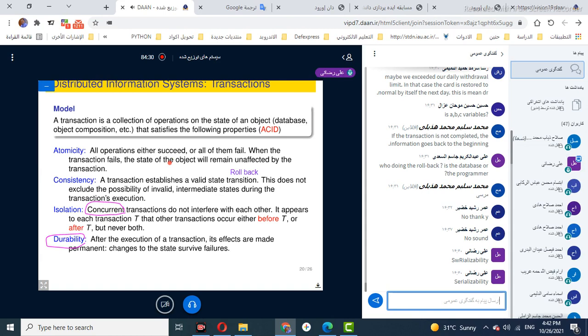Okay, these are the ACID properties. And if you have any questions regarding these properties, you can shoot them here. Okay, no question? Perfect.